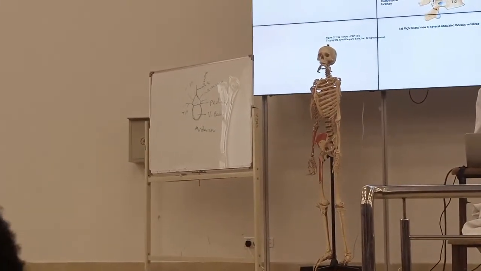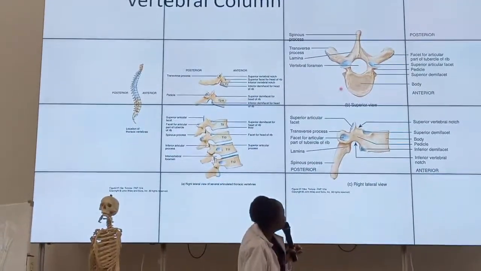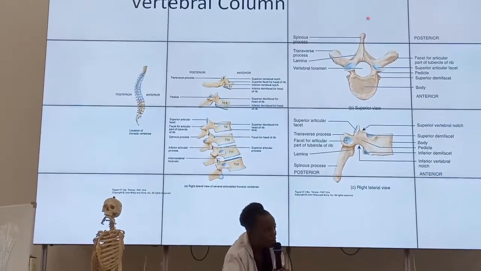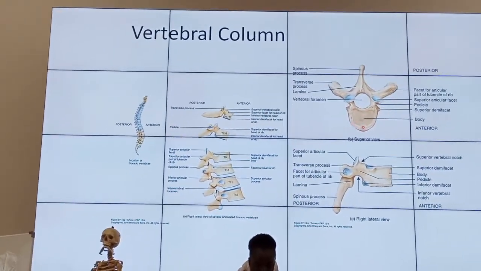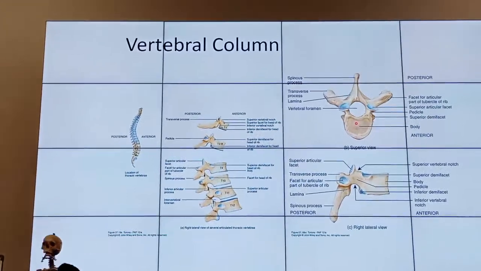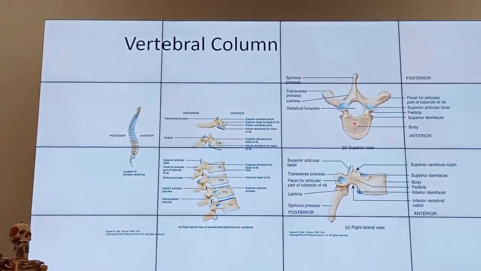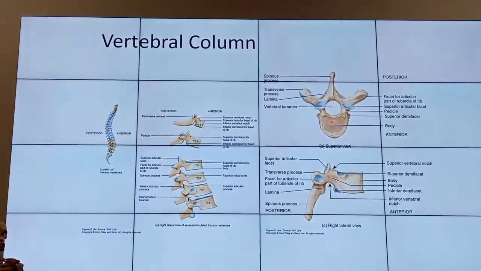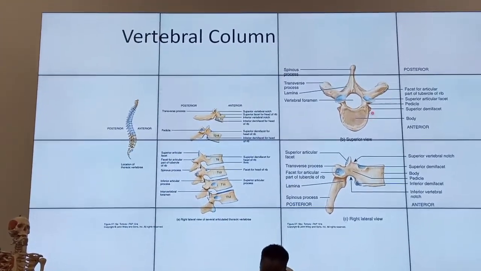Again, this is a superior view of the vertebra. We are saying that this side is the anterior aspect and this side is the posterior aspect. So we have our vertebral body. The vertebral bodies are these ones you are seeing here, and they are anterior compared to the spinous processes. This is a body. That's a body. That's a body. That's a body. Is that clear?